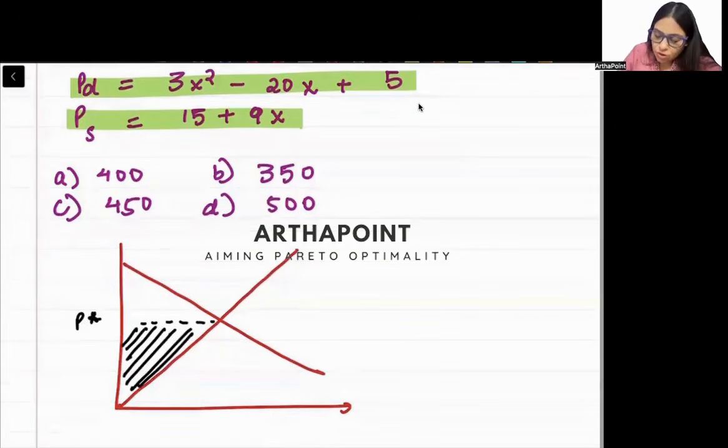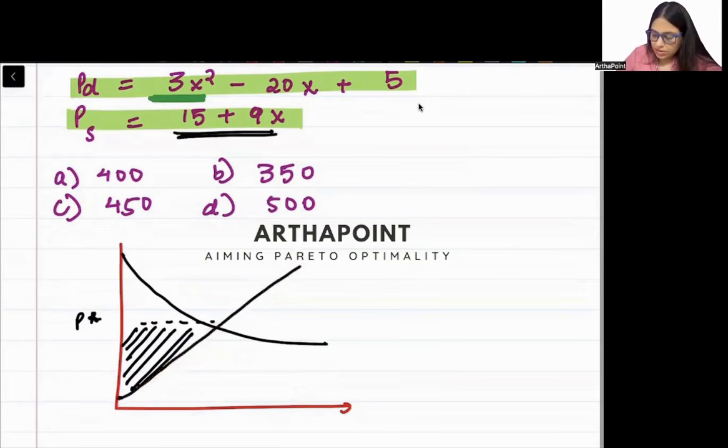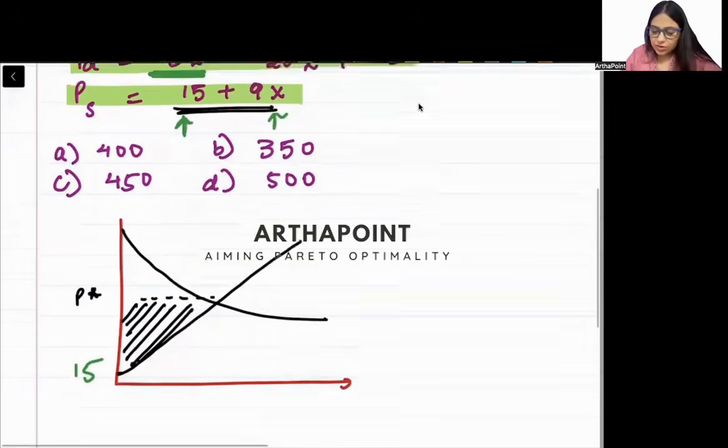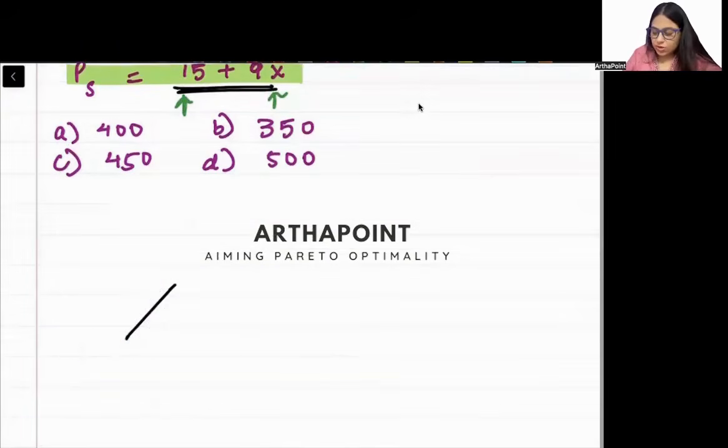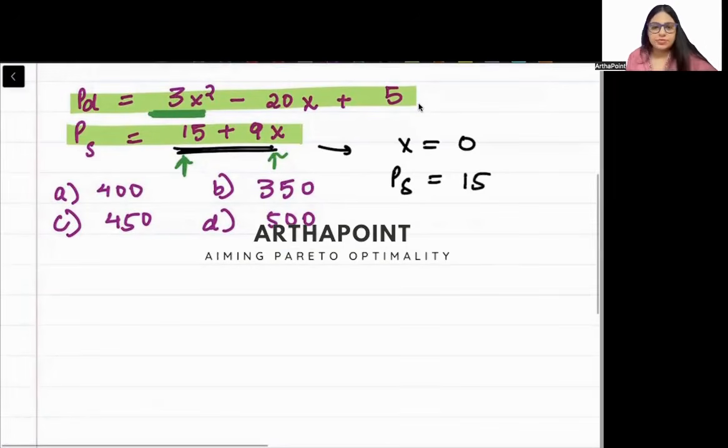Now here we see that the demand curve is quadratic. So the demand curve is quadratic, but the supply curve is linear only. The supply curve is starting from 15. When demand is 0, price is 15. Look at the starting point of the supply curve. When x is 0, the supply price is going to be 15.